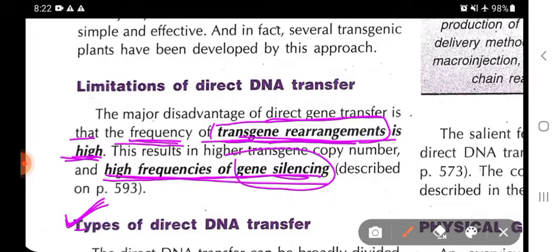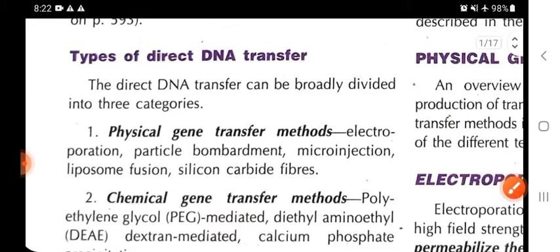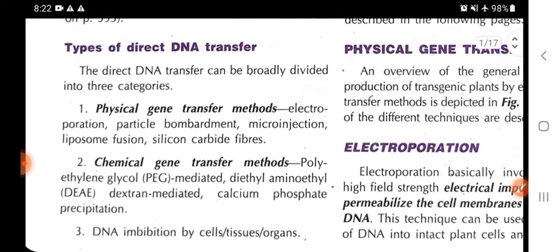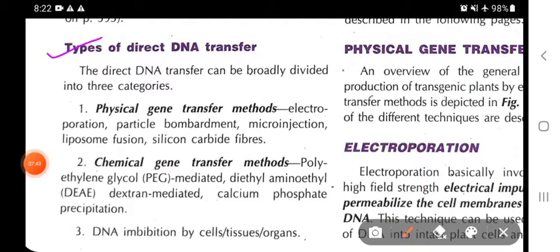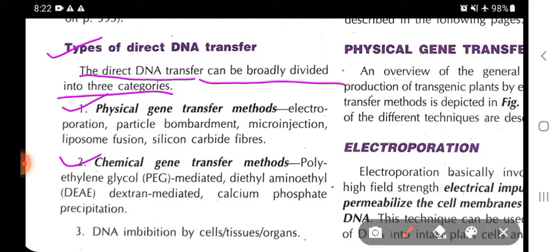Now we will describe gene silencing if it is given in your syllabus, or I will do it in a different lecture. Okay, now let us see the types of direct DNA transfer. Direct DNA transfer can be done physically or by using some chemicals. So direct DNA transfer can be broadly divided into three categories. One is called physical gene transfer methods.